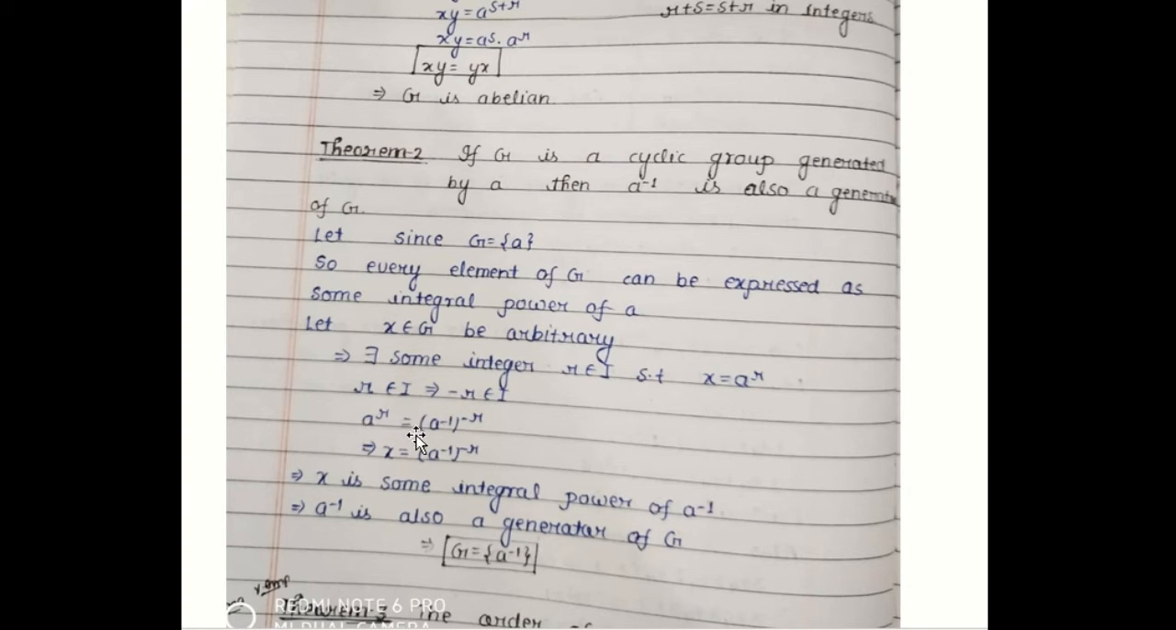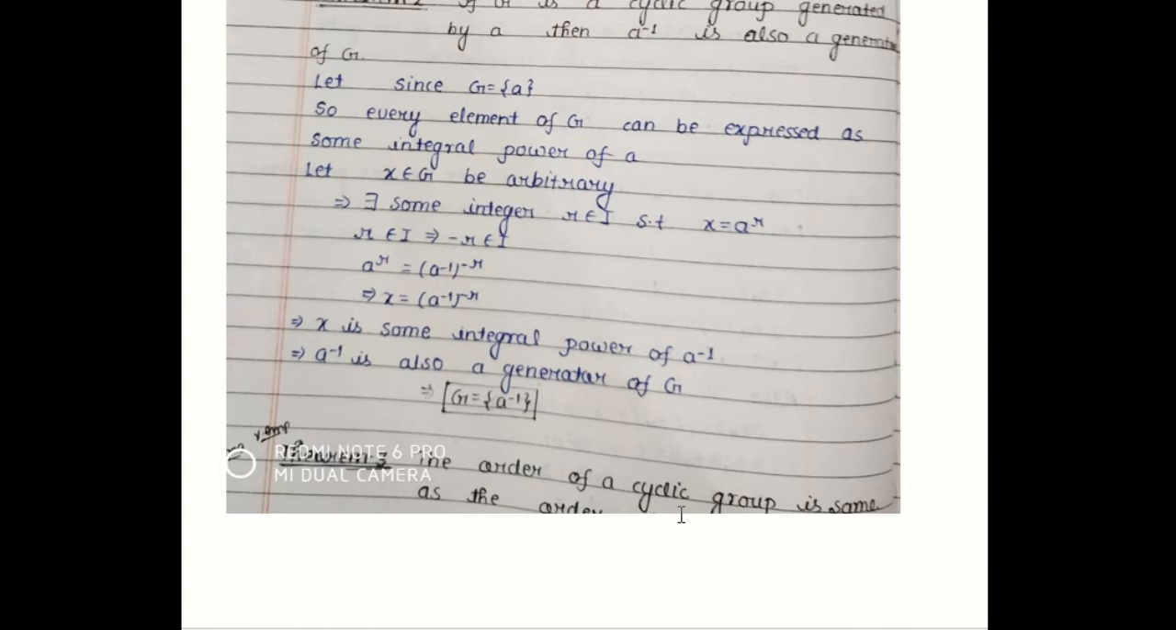So a to the power r can be written as (a to the power minus 1) to the power minus r. This a to the power r is x. So x can be written as (a to the power minus 1) to the power minus r. This implies what? x is an integral power of a to the power minus 1. So a to the power minus 1 is also a generator of G. So there are two generators of a group, a and a inverse.